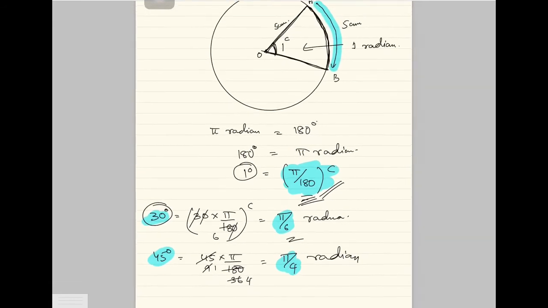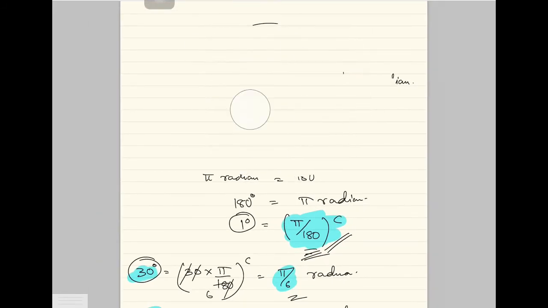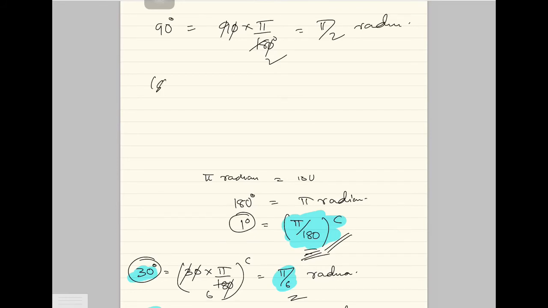Let's try, I'll just do it up here. Let me rub this. What about 90 degree? 90 degree will be 90 into pi by 180. How much would that be? That's pi by 2, isn't it, everyone? So pi by 2 radian. Similarly, how much will be 180 degree? 180 degree is 180 into pi by 180. Everyone knows 180 means directly pi radian, isn't it? So pi.